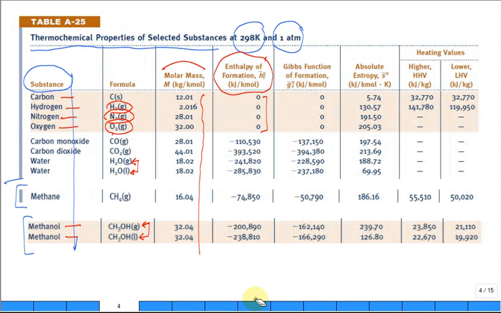Now, what about the next column? Gibbs function, we'll get to that later, not today. Absolute entropy, get to that later, not today. And heating values, hopefully we'll get to today. Heating values. All right?